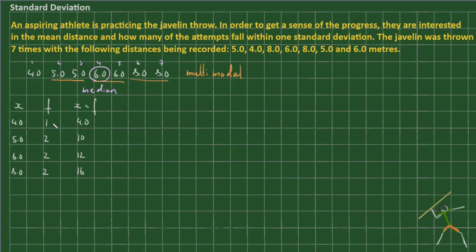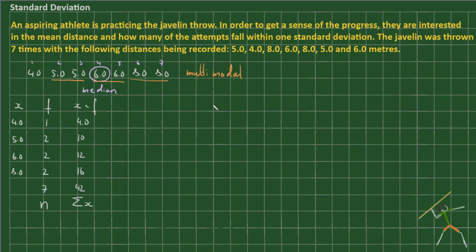If I have done things correctly, the sum of all the values in the frequency column should be the number of attempts made. I have 1 plus 2 plus 2 plus 2, that is 7. Fantastic. So this 7, this is our value n. The sum of all the values in the x times f column is 42. This 42 represents the sum of all x values.